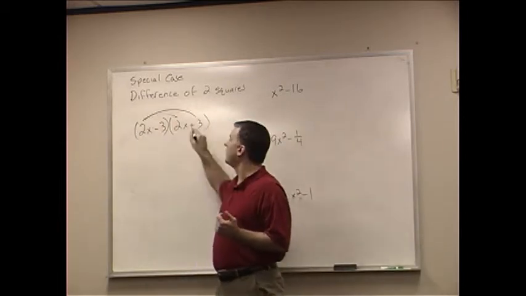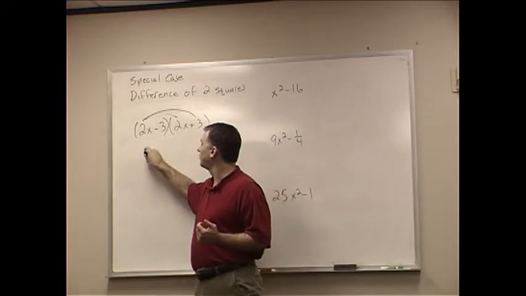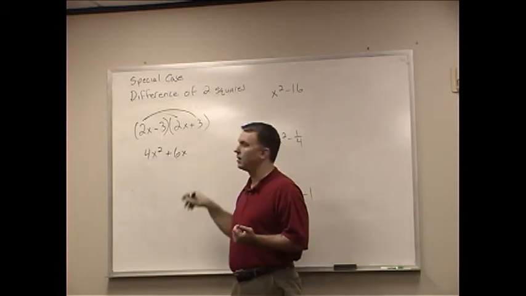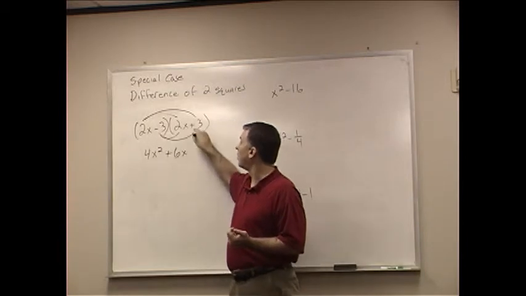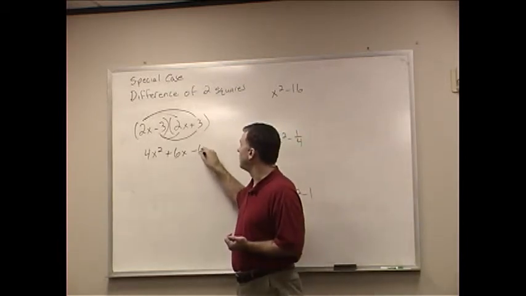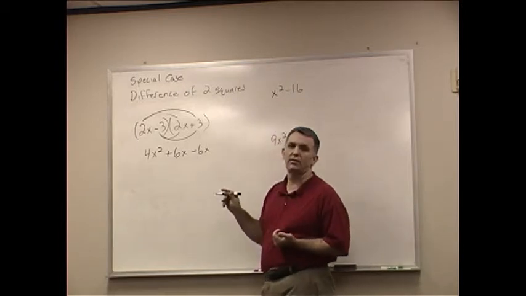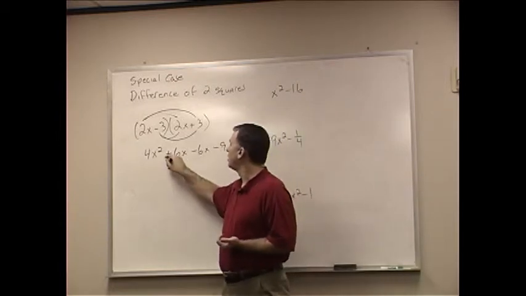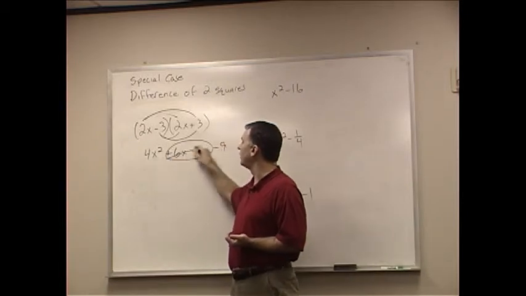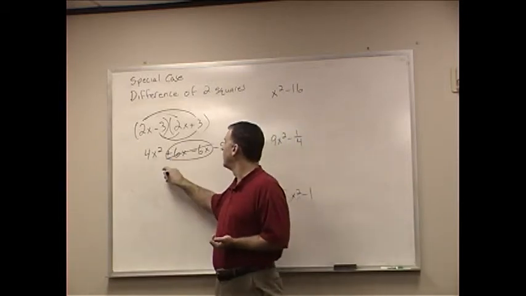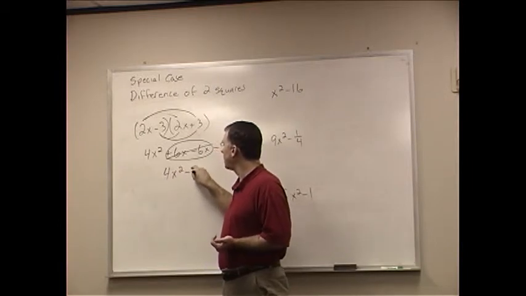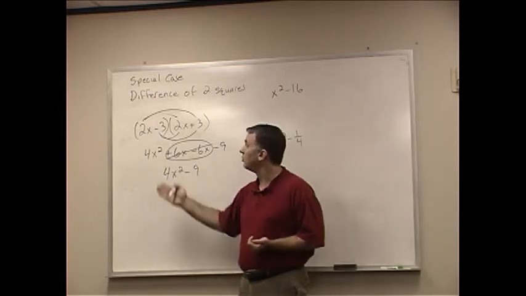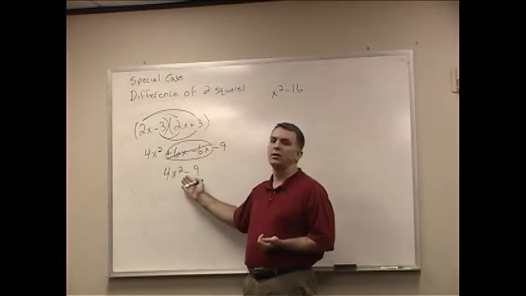So I'm going to multiply this out. 2x times 2x gives me 4x to the second. 2x times 3 gives me 6x. And then I'm going to multiply through with the second one. That gives me negative 6x. Negative 3 times 2x is negative 6x. And negative 3 times 3 is negative 9. Now what's very, very special about this is that the middle terms cancel out, and they leave us with 4x squared minus 9. This is the only case when a binomial times a binomial gives you a binomial.